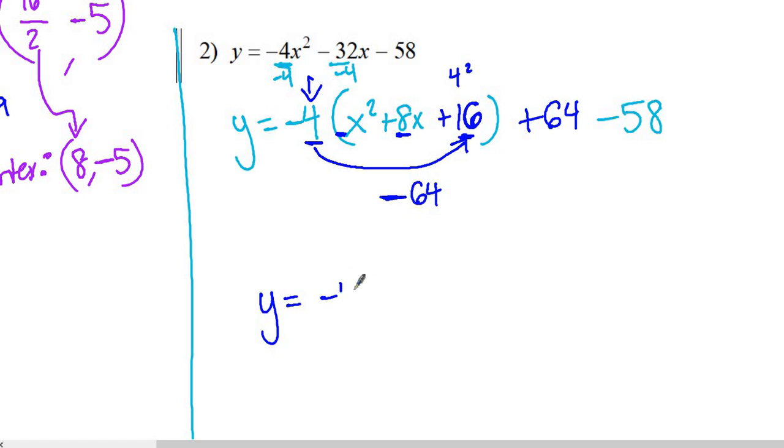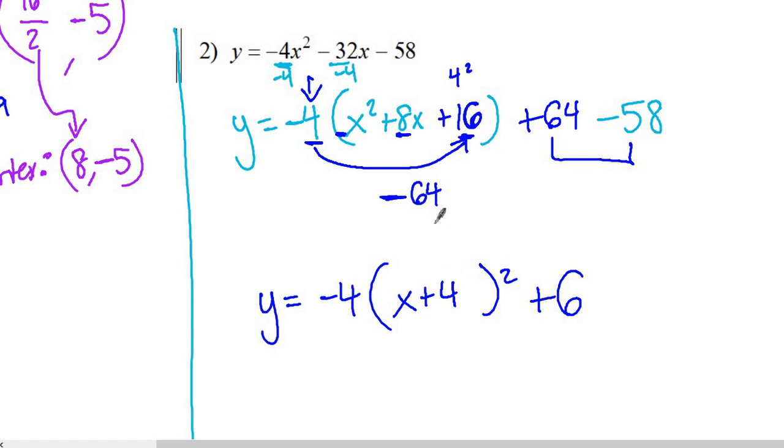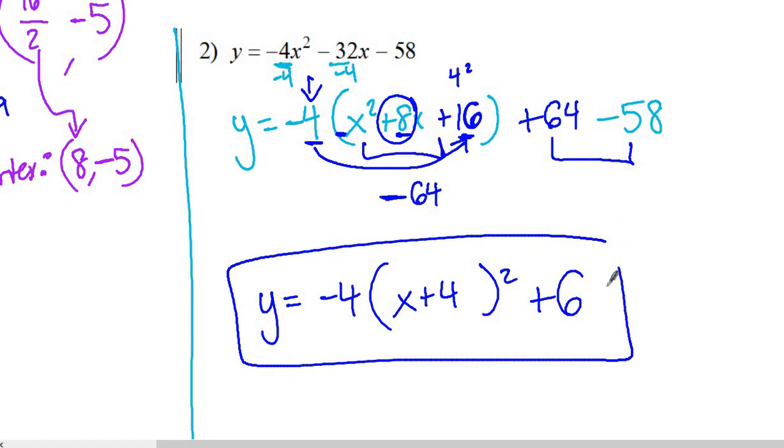So now we're almost done. We just have to clean this up a little bit. So 64 minus 58 would be plus 6. And then this is a perfect square in the middle. This thing right here, it's x plus 4. Again, the plus 4 comes from half of that number. Now this is in vertex form.